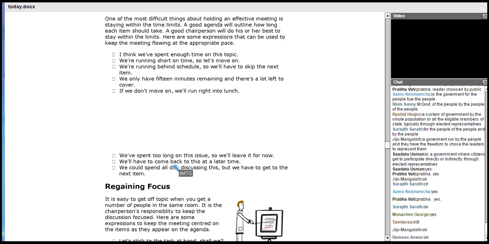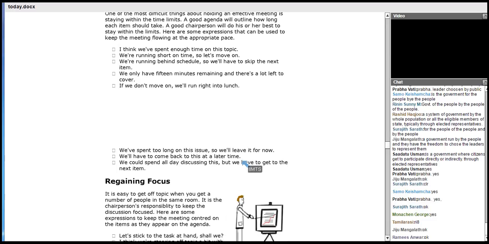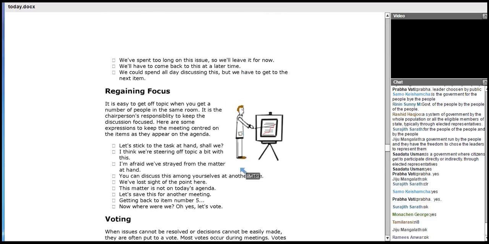So if someone is running out of the stipulated time, or a specific number of minutes which they have been allotted, then you can use the following. We could spend all day discussing this, but we have to get to the next item. Fine? Now sometimes we may lose focus, right, in a meeting.